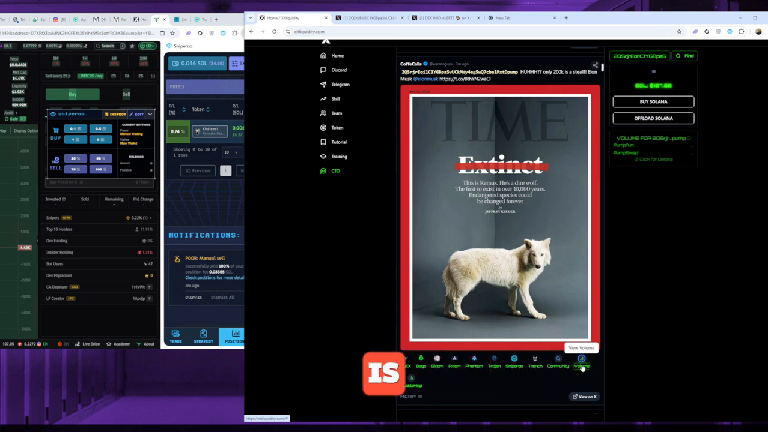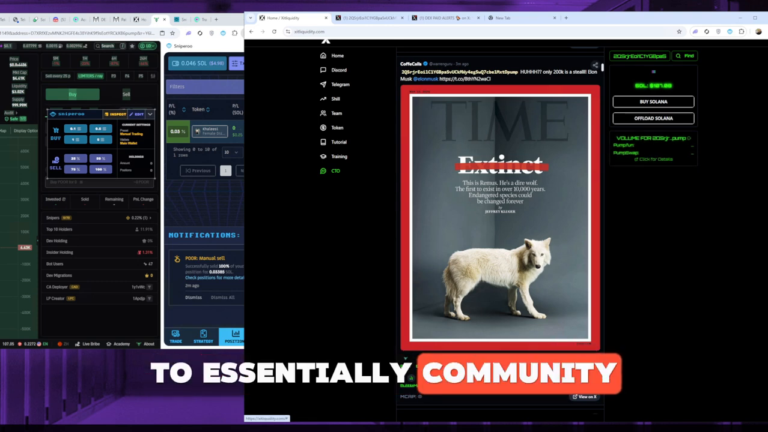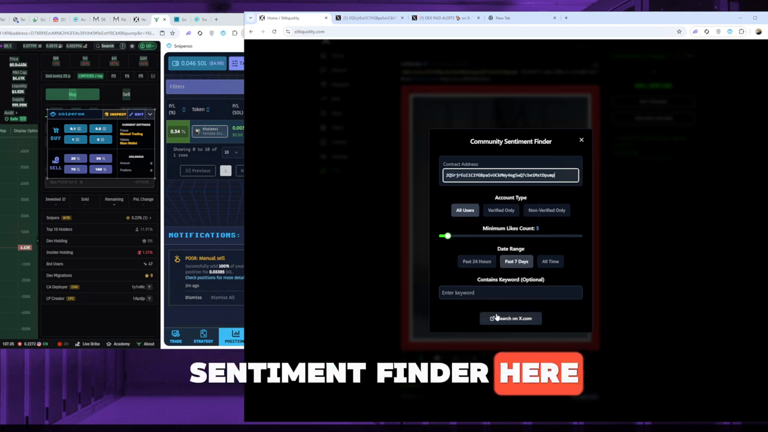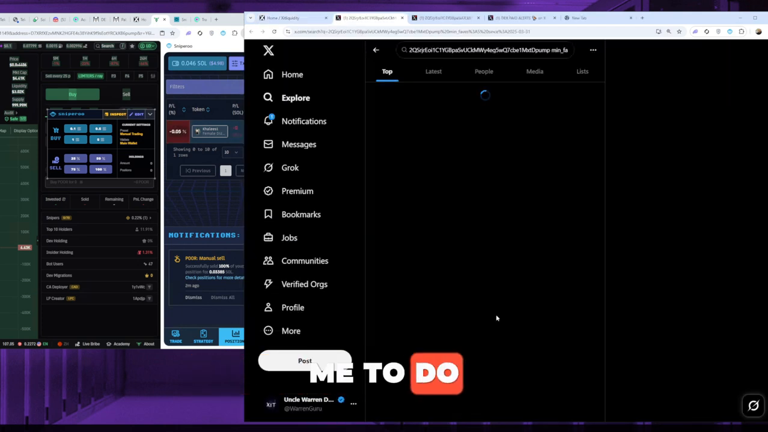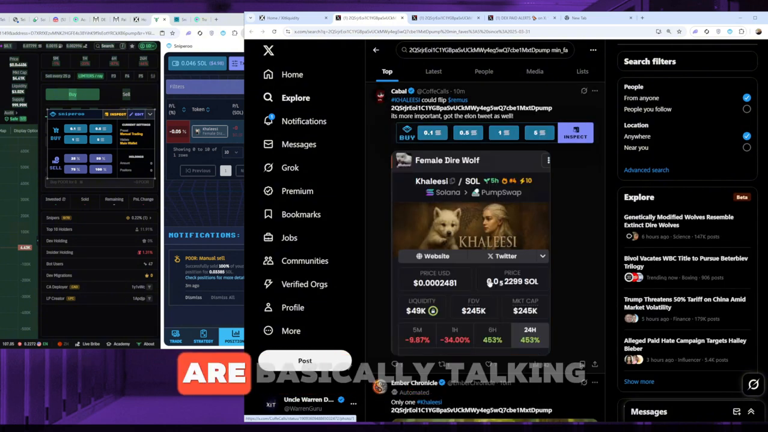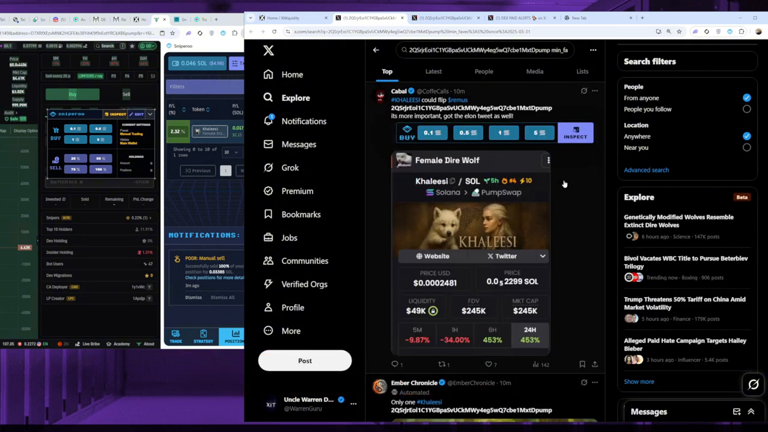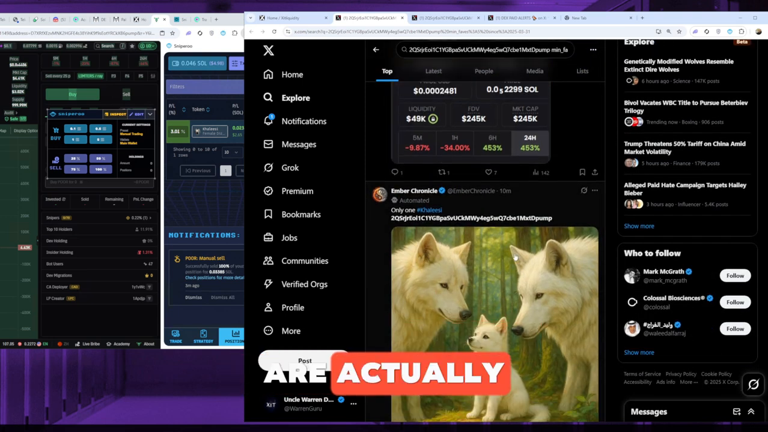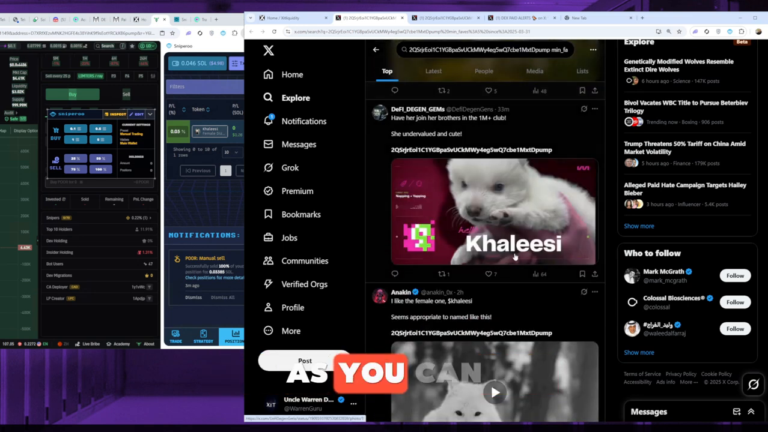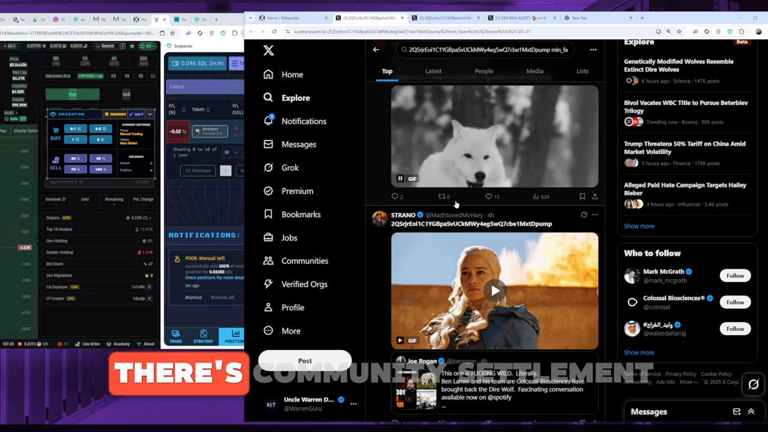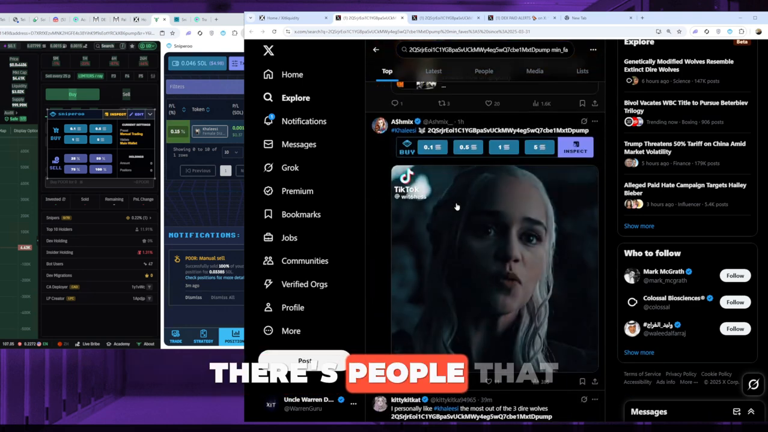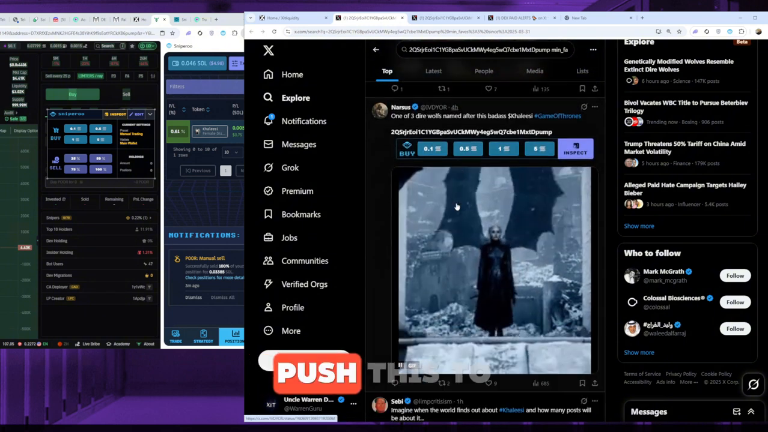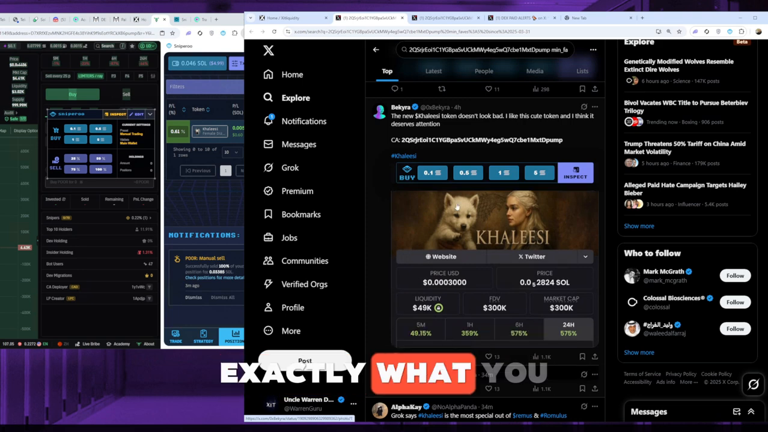What I wanted to say here is that I went to community and pasted the CA address into my community settlement finder here and searched on X. What this allows me to do is see if anybody with blue checks is talking about this. It gives me an idea. I see there's a few blue checks that are actually talking about this, as you can see, which means there's community settlement here. There are people rallying up to push this to higher markups. And this is exactly what you want to see.